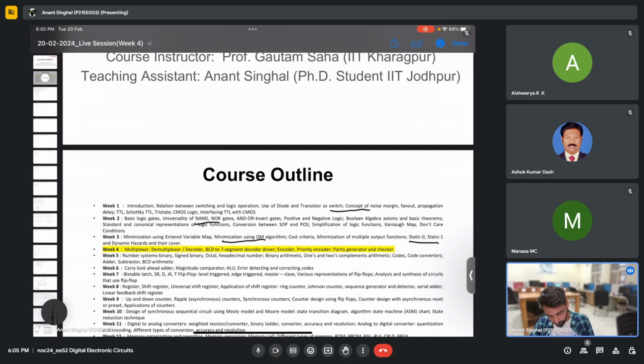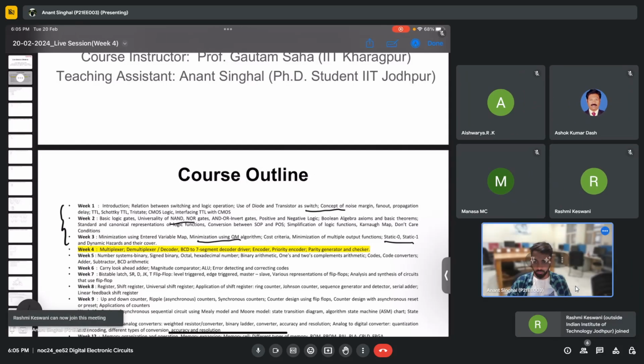So in this week, we will be covering some more combinational circuits, that is multiplexer, demultiplexer, etc. There are several circuits which can be used to make some gates or some basic expressions. So we'll be covering mostly the multiplexer, demultiplexer, encoder, etc. in this particular lecture, and subsequently we'll be covering more of the combinational part till week 6, and then we'll move ahead to the sequential part from week 7.